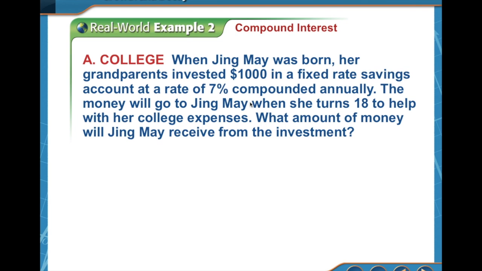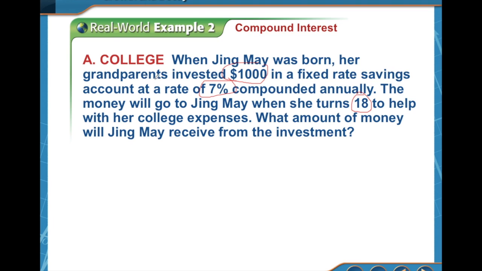So let's look at an example of compound interest. All right, so don't worry about the words. We'll talk about it once we get to the equation part. So for compound interest, this one is about college. So say Jingmei was born. Her grandparents invested $1,000 in a fixed rate savings account at a rate of 7%. So 7% is important. I'm going to put a circle around that. Also $1,000 invested. The money will go to Jingmei when she turns 18 to help her with college expenses. So, what amount of money will she receive from the investment when she turns 18?